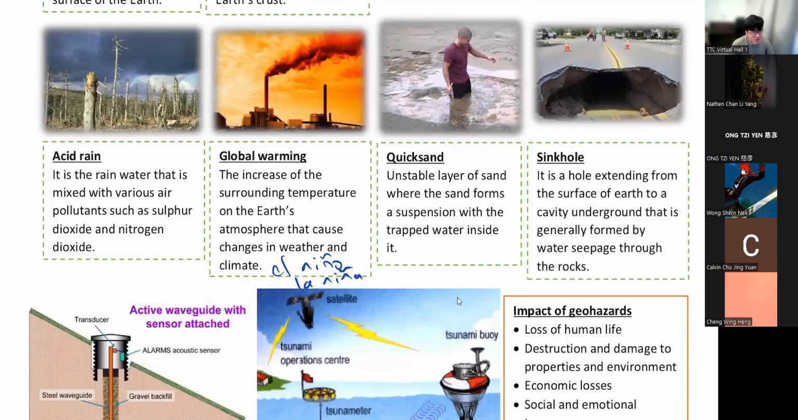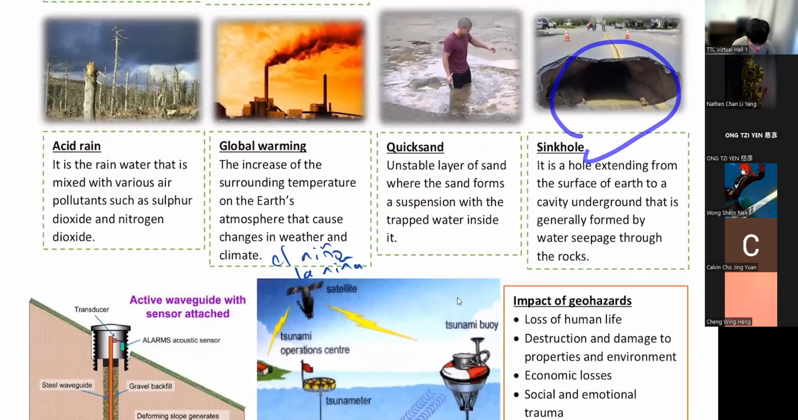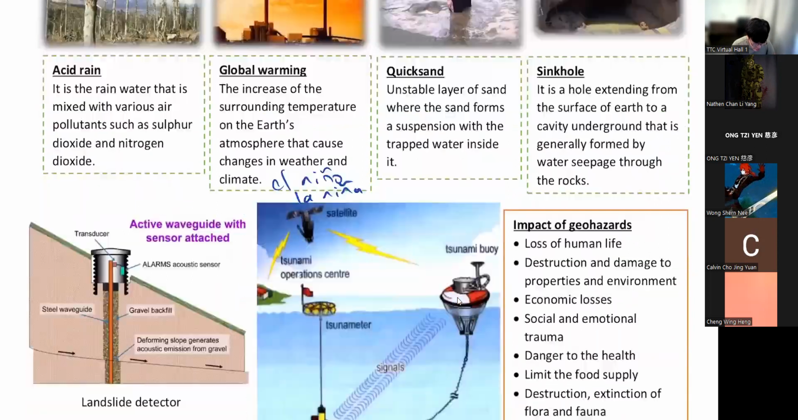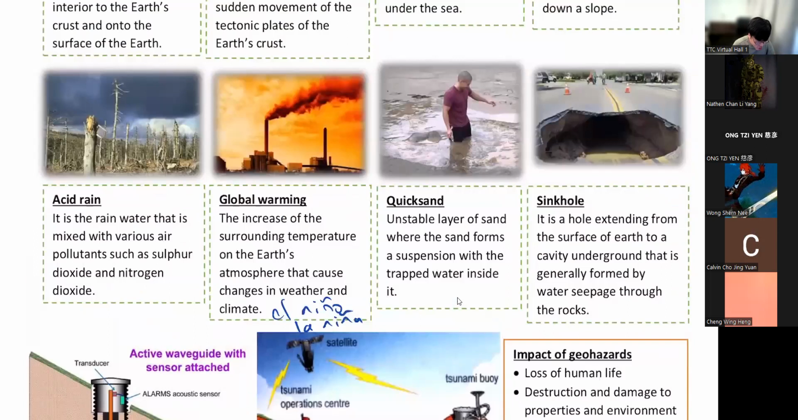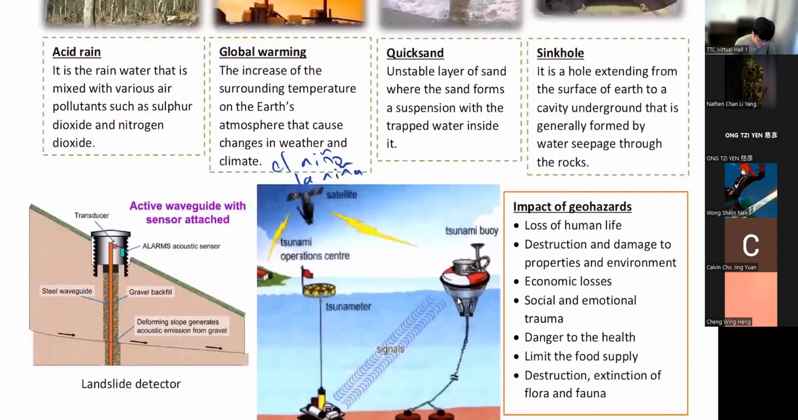I mean, if you watch cartoons, you just keep sinking. Okay, sinkhole. This happens when you have a space under the Earth, and then when you do development, suddenly things sink down. This is what we call a sinkhole. I've seen it once, due to development also. This is your sinkhole.